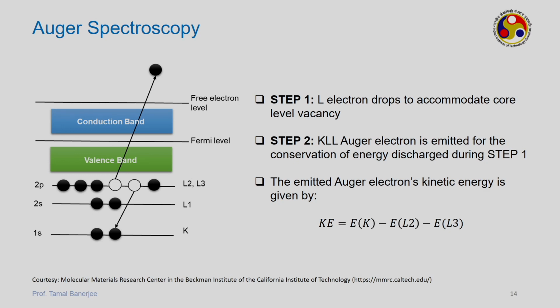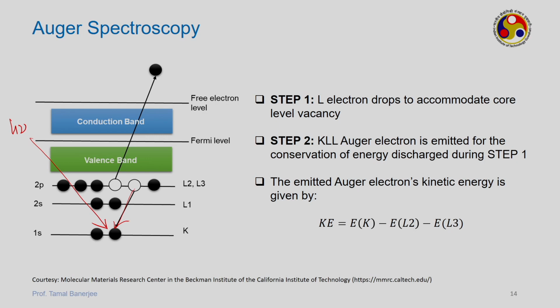Now, if I want to explain Auger spectroscopy in two steps, it means something like this happening. This is the photoelectron level, this is the Fermi level. So, you have the valence band, you have the conduction band. Here in step 1, an L electron drops to accommodate the core level vacancy. Let us say you have some h nu falling here, getting extracted, this is gone. So, this electron from the L will come to occupy this K level vacancy.